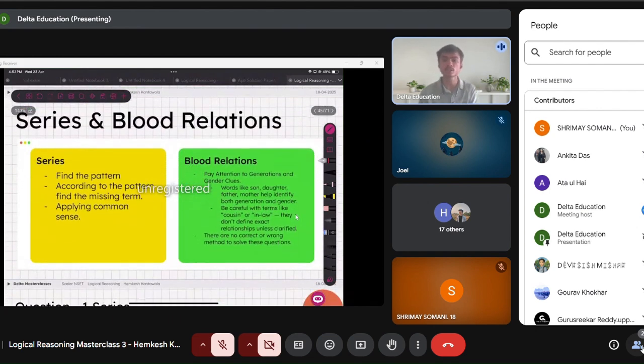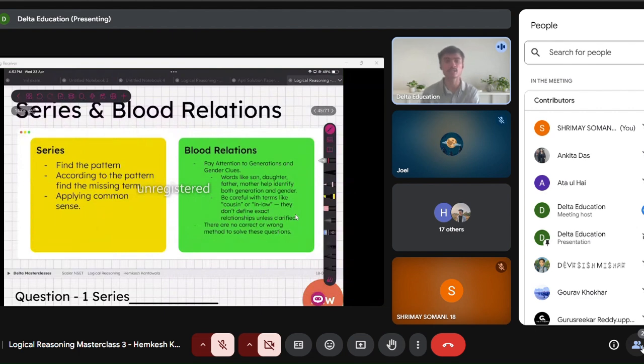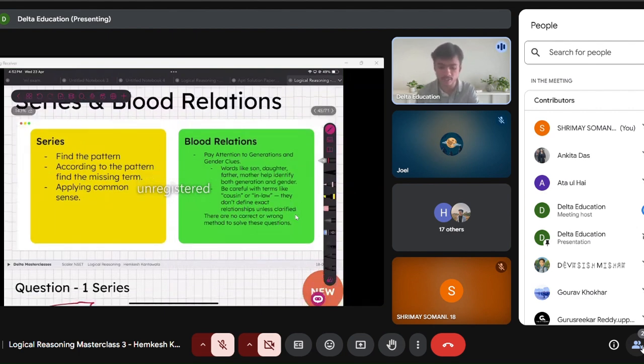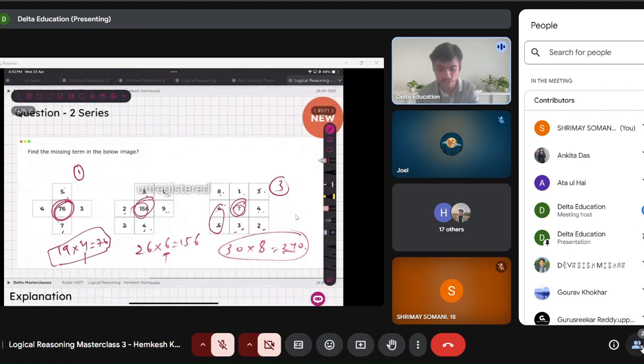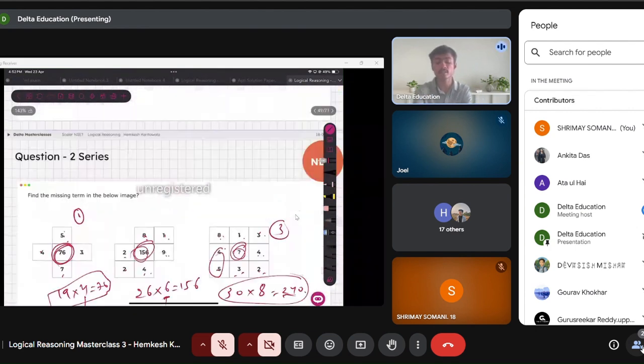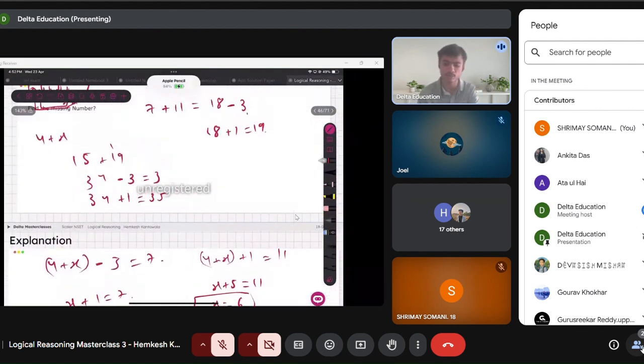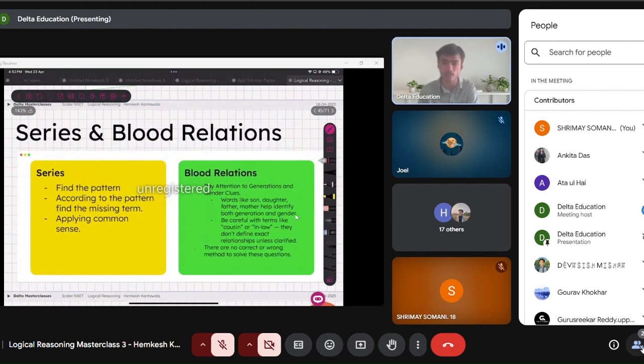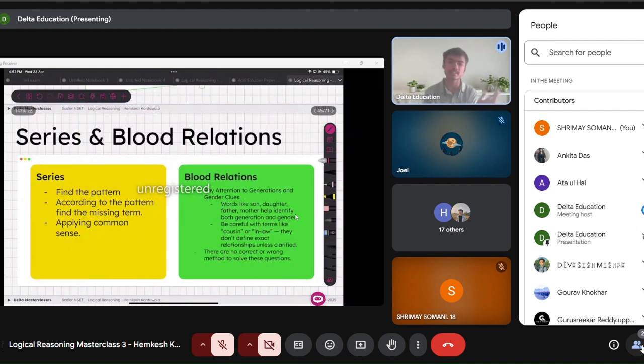Now let's go on to the blood relations topic series. We already covered it in the last master class, so we'll go on to blood relations. Before going to the blood relation question, I would like to say that in this also there is no single correct way of solving a question. You could do it in any way. You could make a tree diagram. You could assume someone as your relative and make an analogy through it. There is no one correct way of solving this question, you just need to have the correct answer.